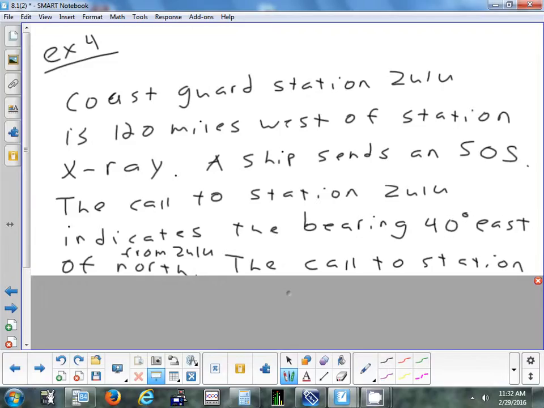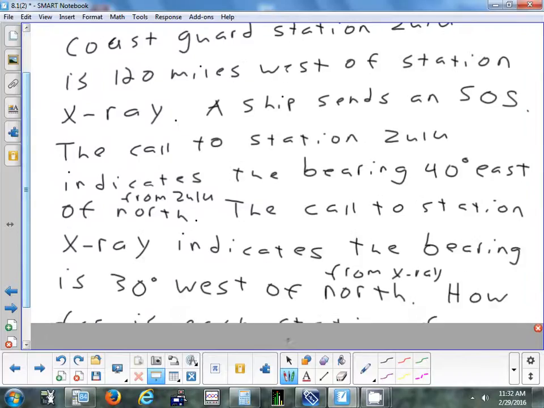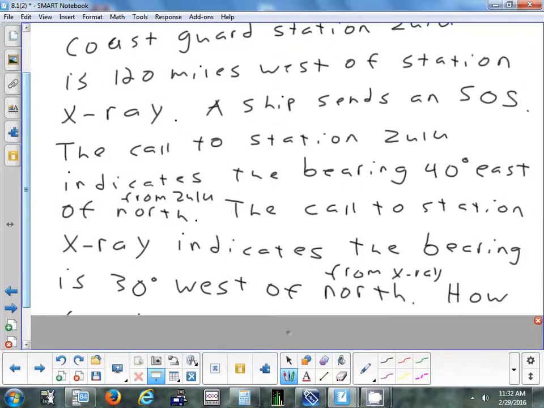Okay, so the first station says we're receiving the signal at an angle of 40 degrees east of north from our perspective. Okay, and the second station says, well, we're receiving the same signal, and it's coming in at an angle of 30 degrees west of north from our perspective. All right, so now we have 2 stations that are receiving the same signal from the same source.